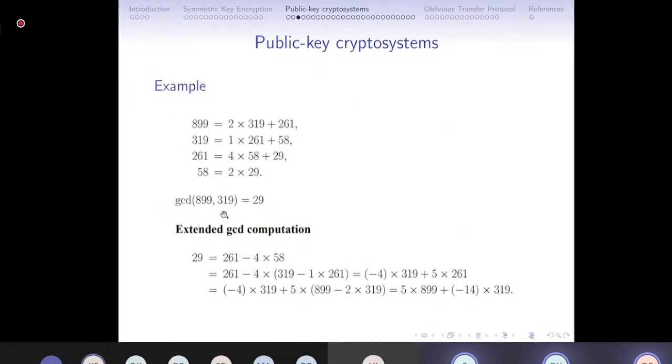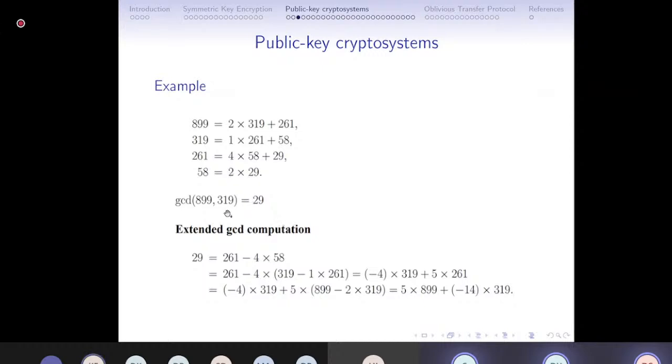It is basically used in the public key cryptosystem for finding the inverse. So the question is, how do we compute the GCD of two numbers? First of all, we need to divide 899 by 319. Then 2 is the quotient, 261 is the remainder. Again, we need to divide 319 by 261, so the quotient is 1. In this way, at the final step the remainder will be 0. So the GCD will be 29.